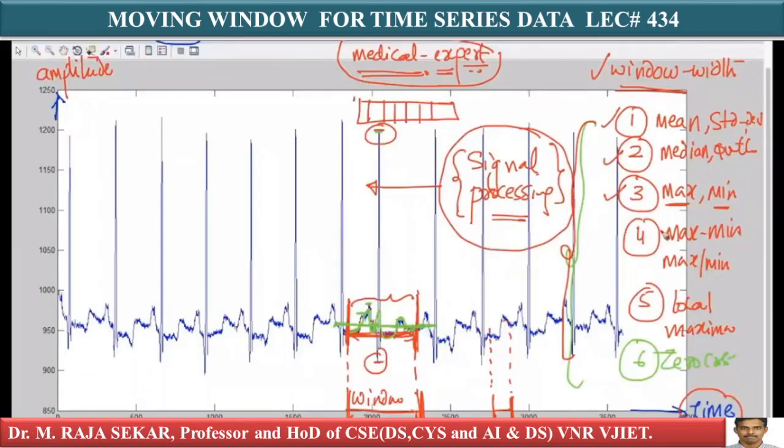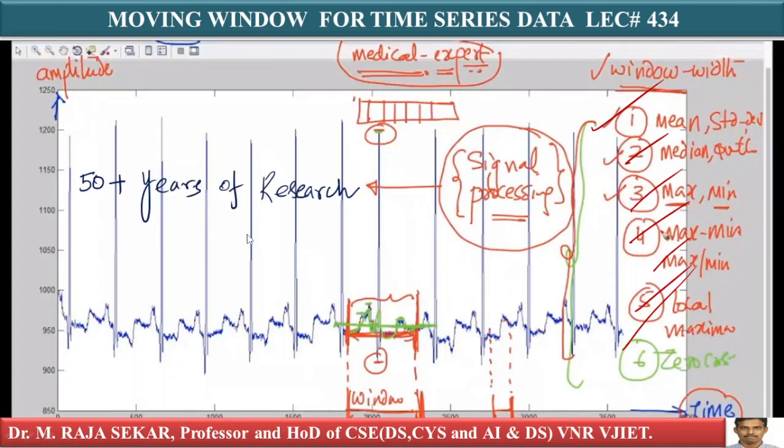Now, what are the techniques? The techniques may be max, mean, standard deviation, median, quantile, max minus min, max by min, local maxima, zero crossing. All these techniques come from signal processing. That area is known as signal processing, isn't it? Yes. There is almost 50 plus years of research.